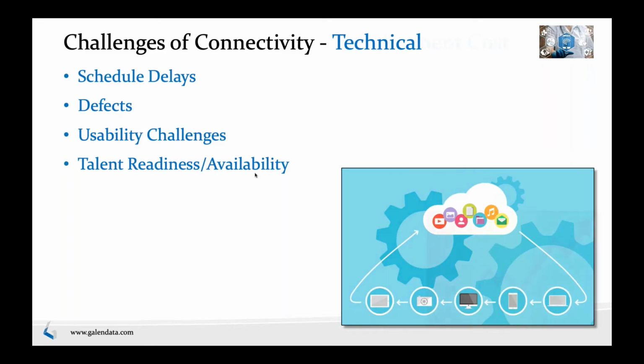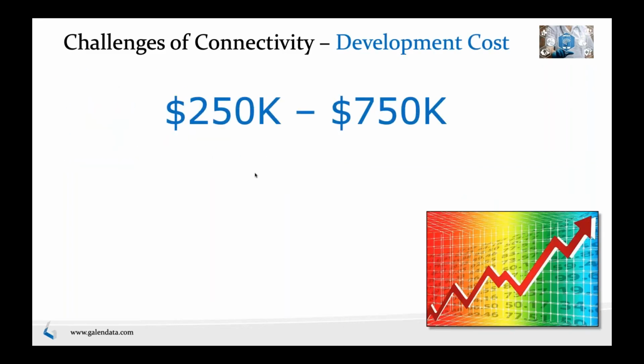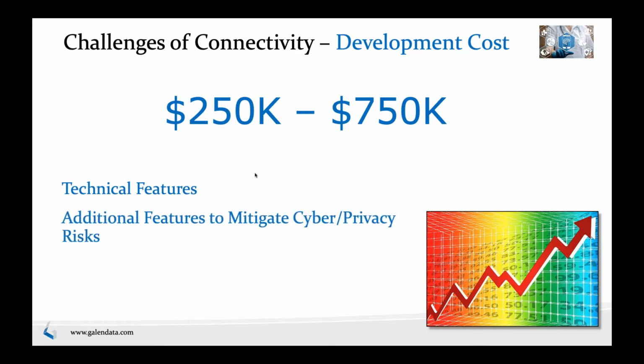Let's talk about cost. Costs can add up quickly. In my 12-plus years of experience doing cloud development for medical devices, the average cost of initial development is roughly $250,000 to $750,000. That will depend on many things, such as the technical features you need from the system. So that's a range, but some of the costs are driven by the fact that you need additional requirements for cybersecurity and privacy mitigations, as well as your regulatory compliance documentation and processes around that. That's a one-time initial cost, which is already significant.